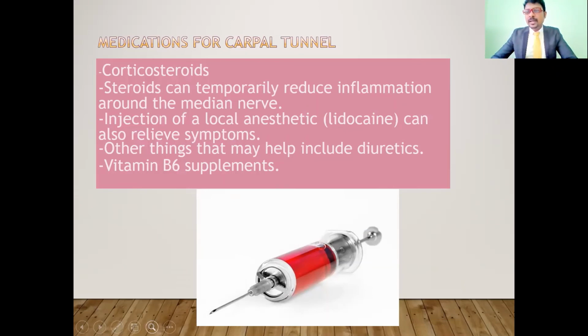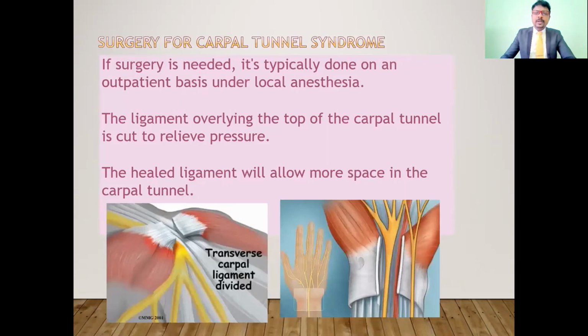So especially for those who have diabetes, vitamins such as B6 and B12 are also helpful to improve nerve function. So these are some medical management options. And in case the conservative treatment and the steroid injection fail, only then do we have to refer to surgical procedures.